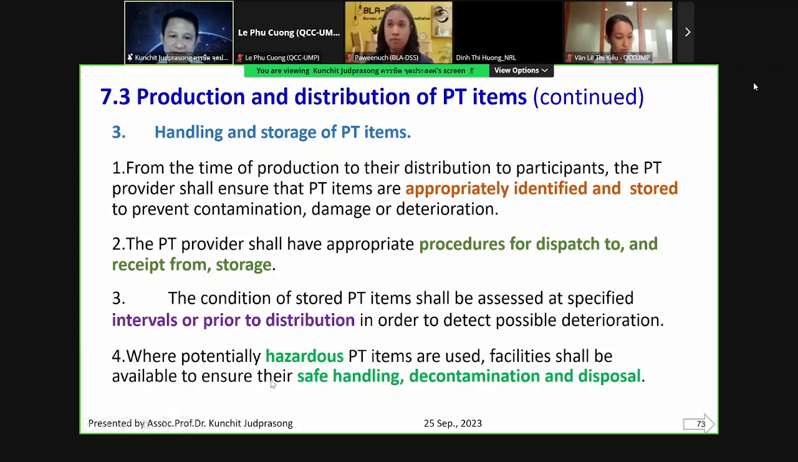Where potentially hazardous PT items are used, facilities shall be available to ensure their safe handling, decontamination, and disposal. So when you are dealing with hazardous PT, you have to have safety aspects in your lab.